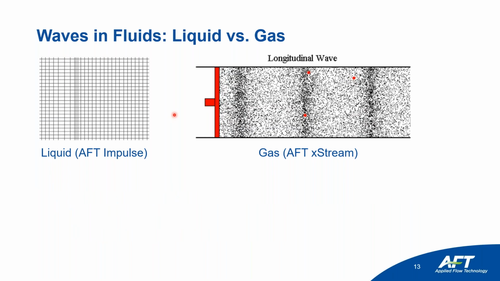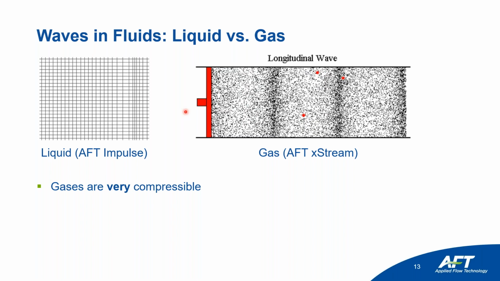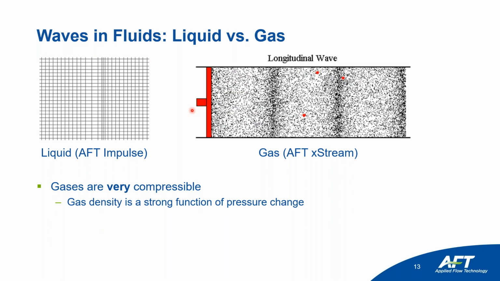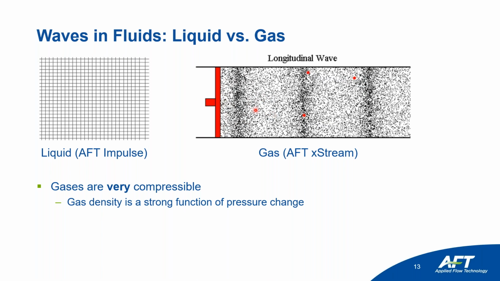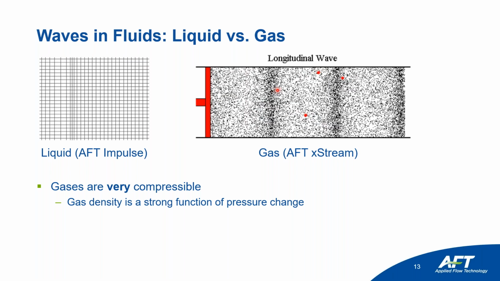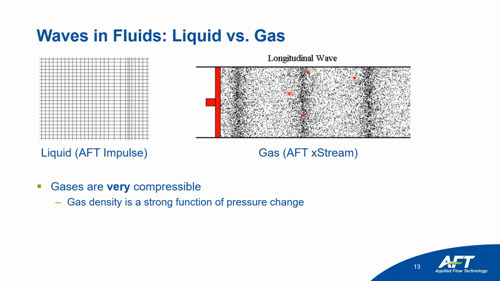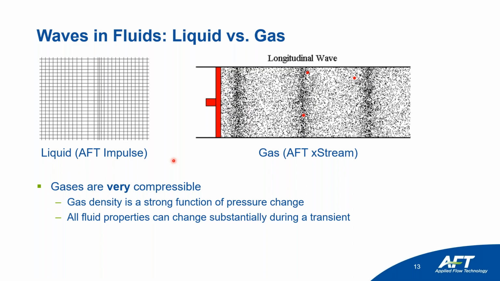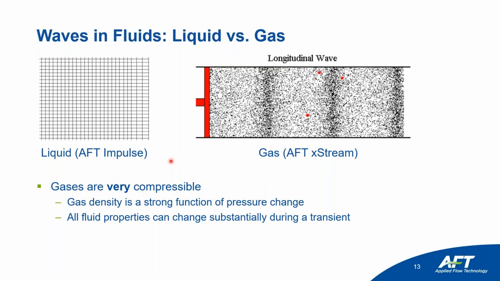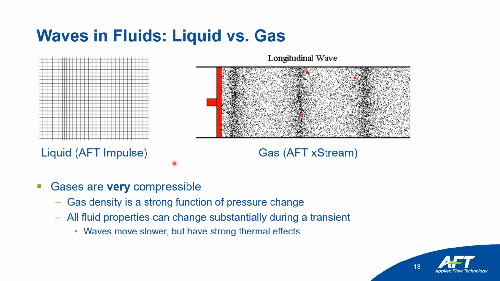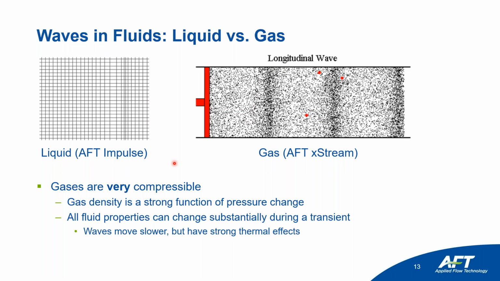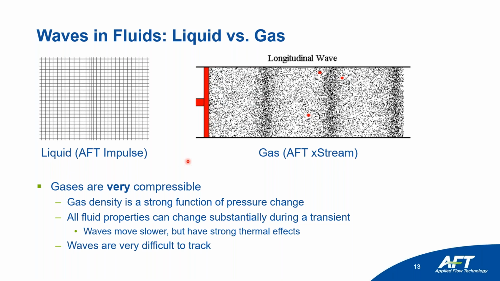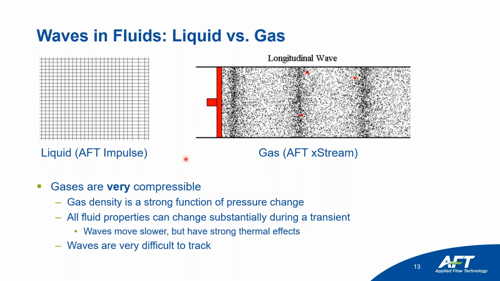But in gases, what happens? Gases are very compressible. Gas density is a strong function of the pressure change. As you can see in the animation, the wave travels, and right in front of the wave, the density increases. This increases the velocity of the wave as it travels through the pipe. All fluid properties can change substantially during a transient. Waves move slower, but have stronger thermal effects. Waves are very difficult to track. So these challenges were faced by AFT to develop AFT xStream.